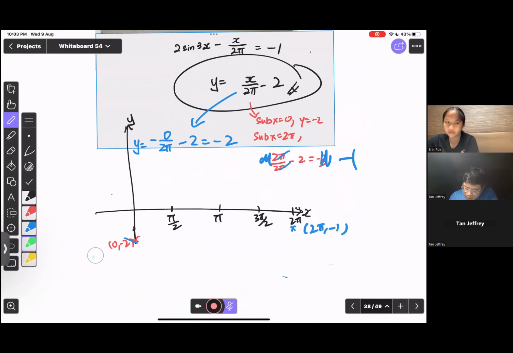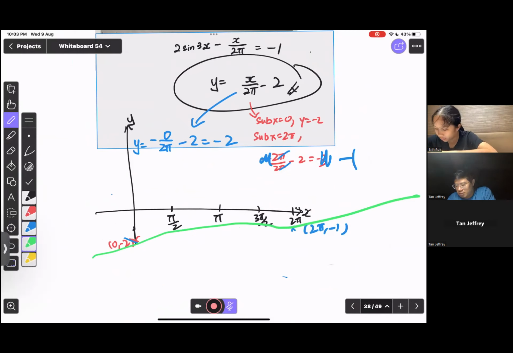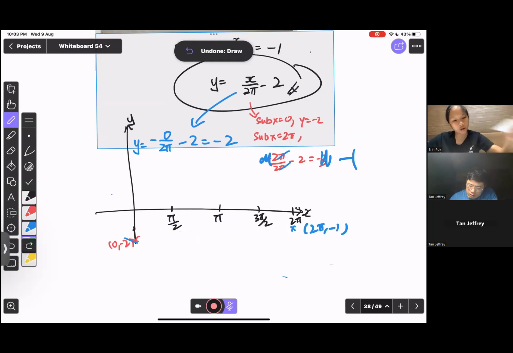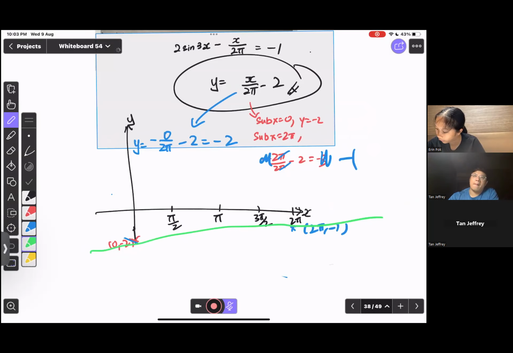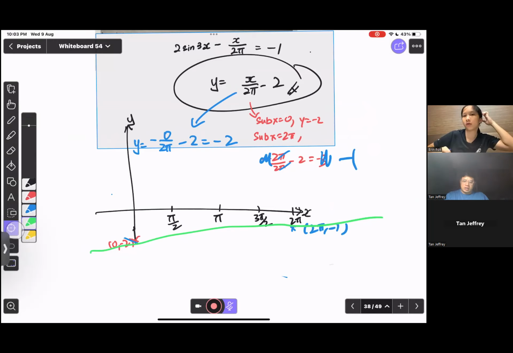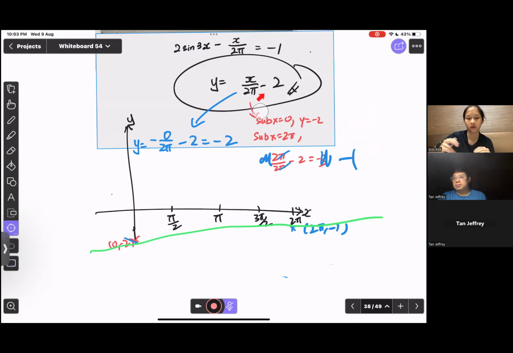That means the line will look something like this. Okay, not the nicest line, but something like that. And there are 1, 2, 3, 4, 5, 6 solutions. I have not drawn the other graph, but my focus is to tell you how to draw this line, or what points to use.